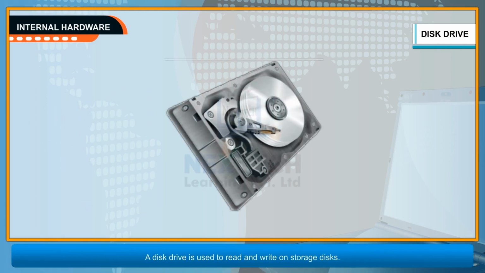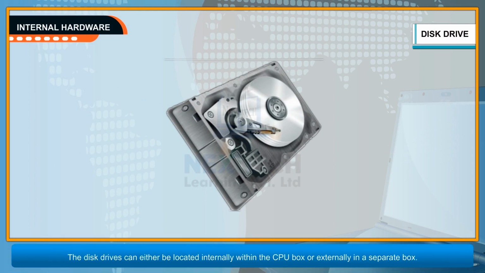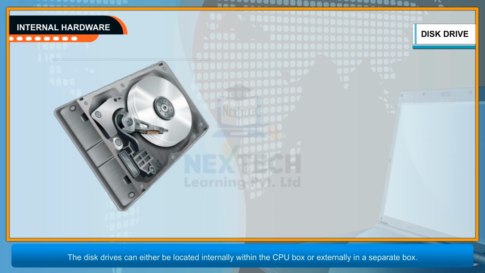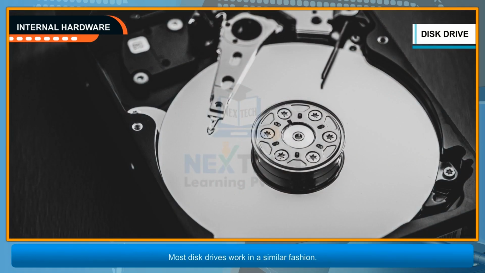Disk drive. A disk drive is used to read and write on storage disks. The disk drives can either be located internally within the CPU box or externally in a separate box. Most disk drives work in a similar fashion. They spin the disk to read and write data. The hard disk drive is the most commonly used disk drive.